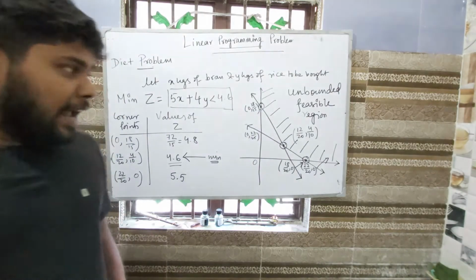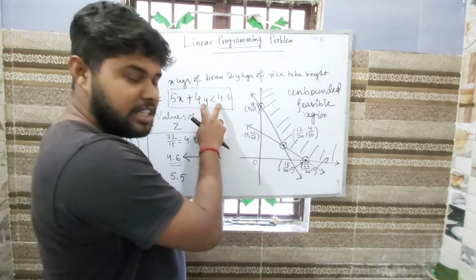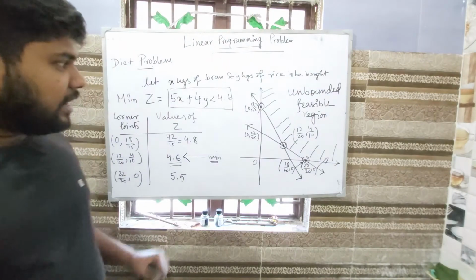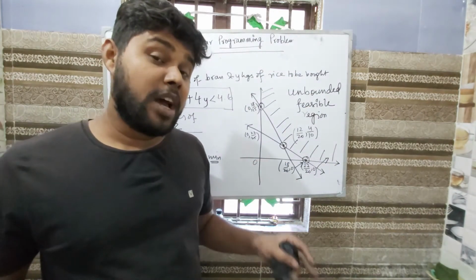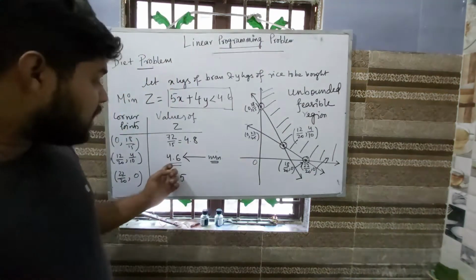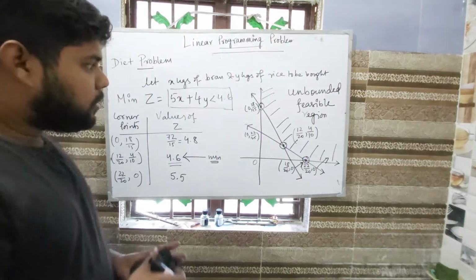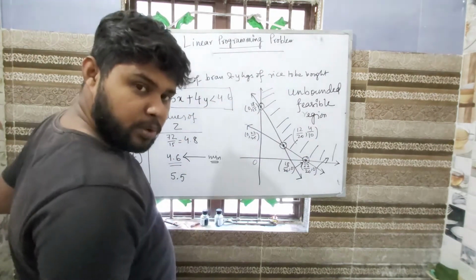Fine. And we will check whether this particular line or region has anything common with the unbounded region. If this line has anything in common with the unbounded region, then I will say that whatever I got as the minimum solution is not the minimum solution. Why? Because what I am trying to draw here is 5x plus 4y less than 4.6.